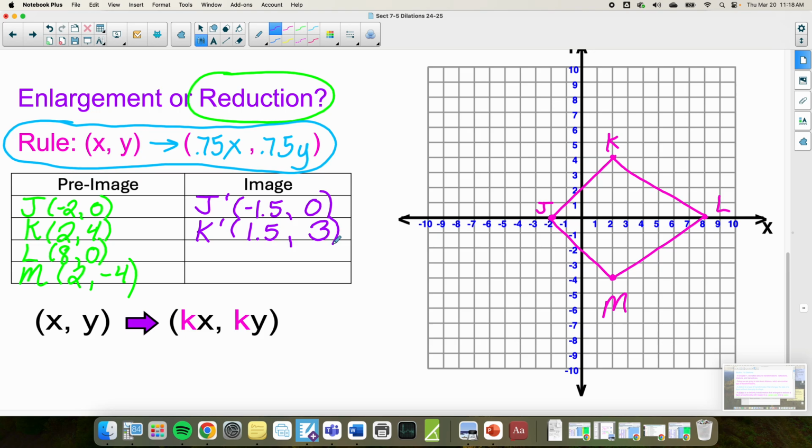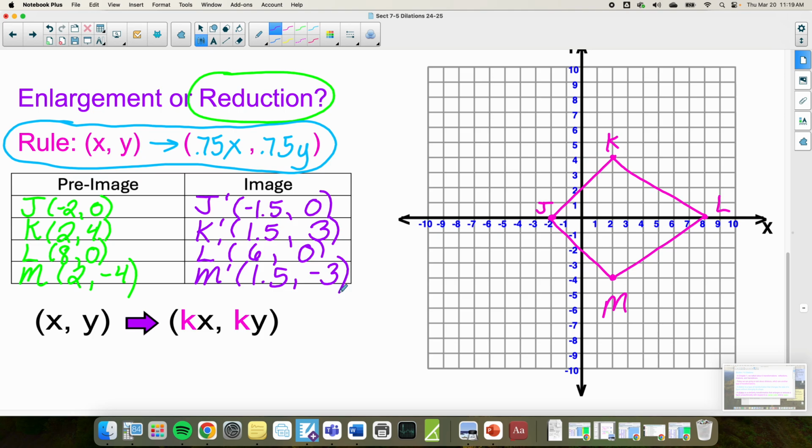And again, you can use a calculator to figure these out if there's any that are tough. Then you'd go 0.75 times 8, which would be 6. And then 0.75 times 0 is 0. And then 0.75 times 2 would be 1.5. And 0.75 times -4 is going to be -3, okay?